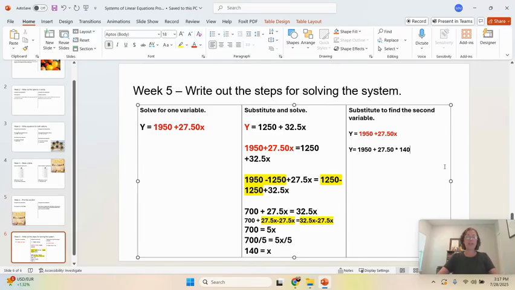Pulling my calculator here, super easy. I've got 2750 times 140, and that gives me, I got y equals 1950 plus, and that gives me 3850. And then I'm going to add the 1950 to it, and that gives me 5800. Now here's the side note, okay? I get my solution as 140, 5800. This should be the same answer you got back on slide 5 in week 4. So you should get the same answer on this slide for week 5 that you got on slide 5 for week 4.